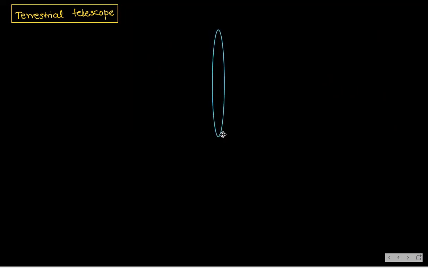So now let's go to the next telescope, that is the terrestrial telescope. What is that? Terrestrial telescope. This telescope consists of three different lenses. So listen carefully.